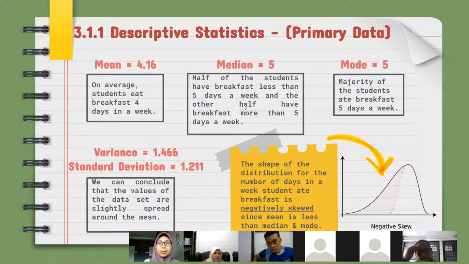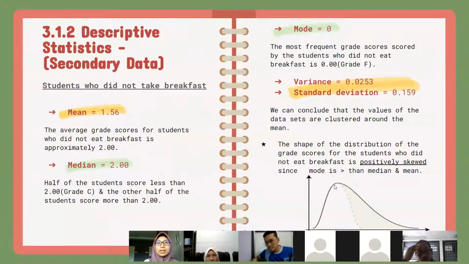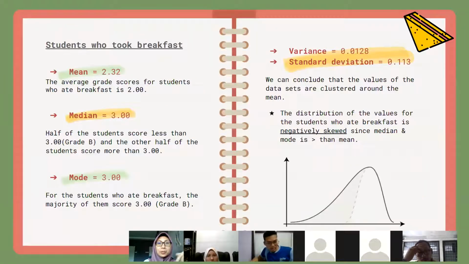Okay. And then dia buat lah ni. So this is their mean median mode, their standardization, skewness. Dia buat. And then this is for the secondary data plot because they have 2 types of data. We did both primary and secondary. And then they explain lagi banyak lah dia buat. What does it mean? The interpretation semua lah extra sikit lah dia buat.